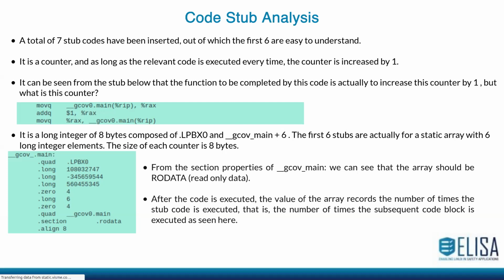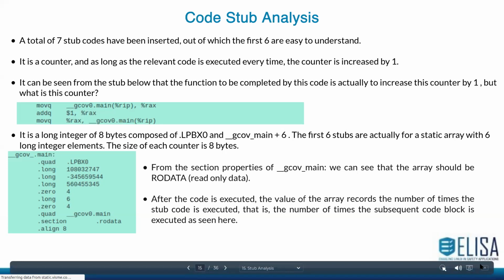The size of each counter is 8 bytes, and .LPBX0 is a data structure, and it's for a static array with 6 long integer elements. So we can see that it's a read-only data section, and after the code is executed, the value of the array records the number of times the stub code is executed and the number of times the block is executed.